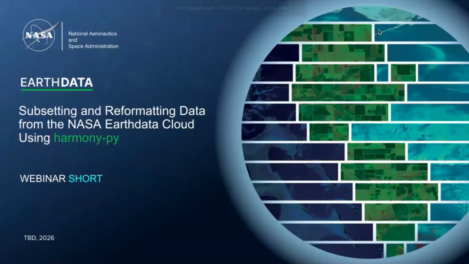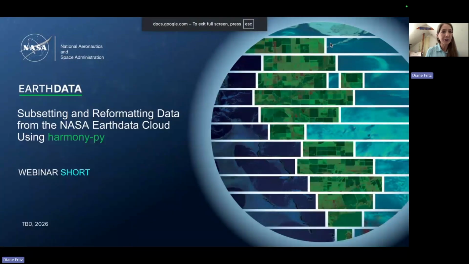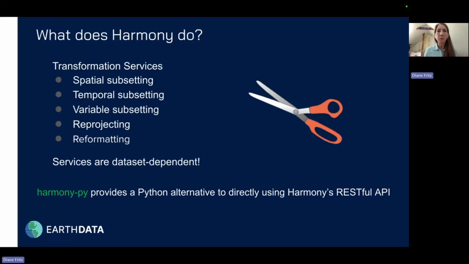All right. So I'm here to tell you about Harmony Py and how you can use this Python library for subsetting and reformatting data from the NASA Earthdata Cloud. So what is Harmony and what does Harmony do? It is a transformation service that allows you to do spatial subsetting, temporal subsetting, variable subsetting, reprojecting, and even reformatting on particular data sets.